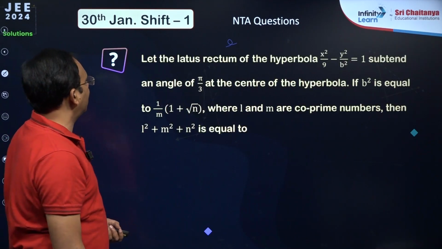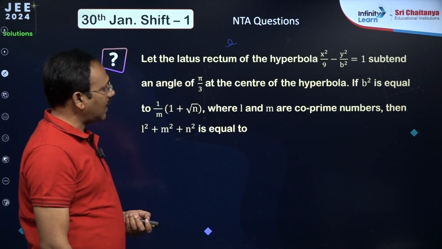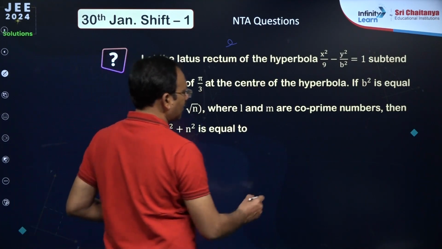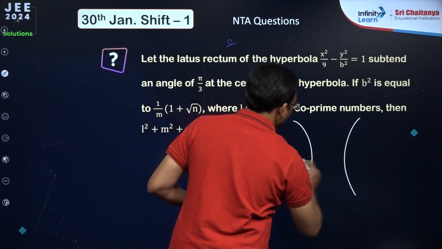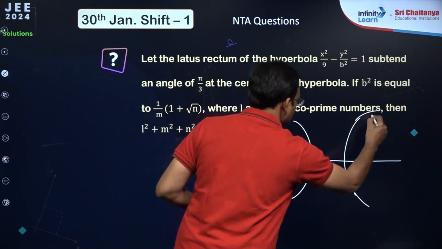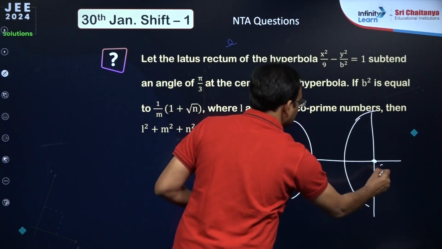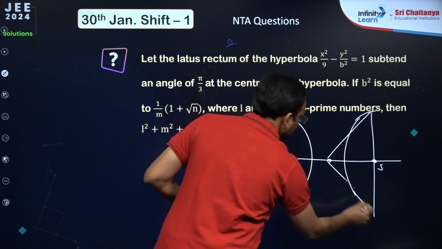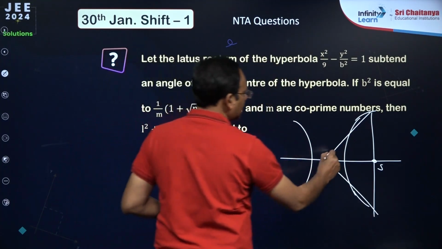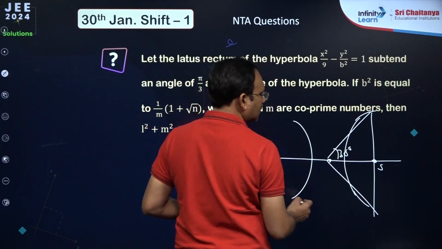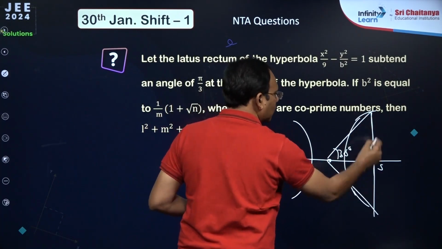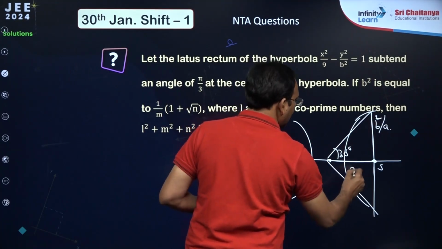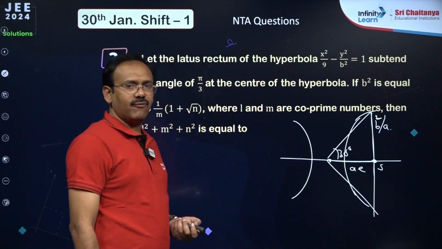That's it. Next, my dear friends, the latus rectum of the hyperbola subtends an angle pi by 3 at the center of the hyperbola. If you take the hyperbola, latus rectum means, you know, this is the latus rectum where this is the focus, center is here. This subtends 60 degrees, in the sense here this must be 30 degrees, my dear friends. And this is 2b square by a total length. This is going to be b square by a. This is AE is the point. Fine.